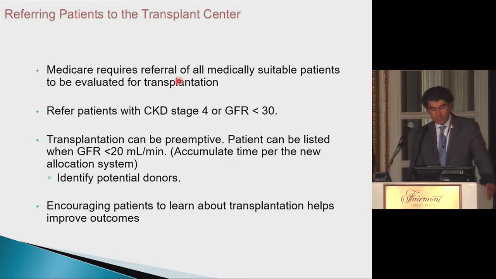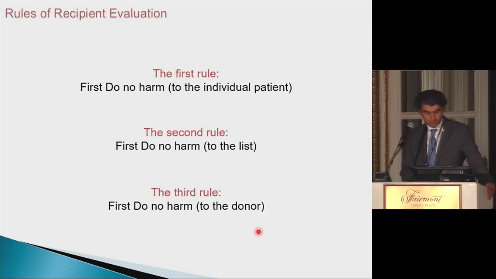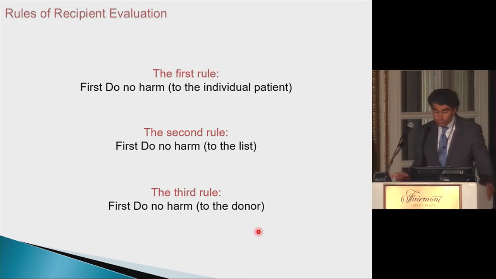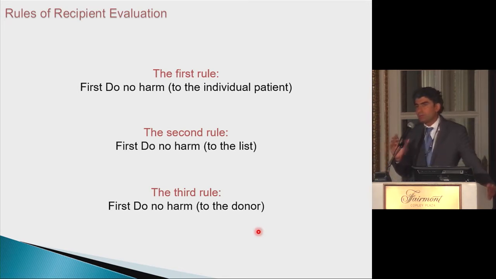So this is a mandatory practice. And finally, the earlier we get patients to transplant, the higher the chance we teach them about transplantation, and there's a lot of data to show that this will improve their outcome. So my 3 rules of recipient evaluation: first, do no harm to the individual patient. The last thing we want to do is take someone who's stable on dialysis and give them a kidney and make them do worse.